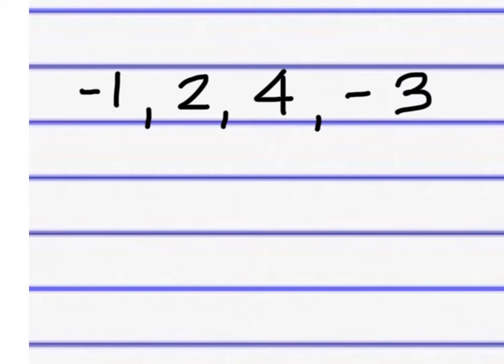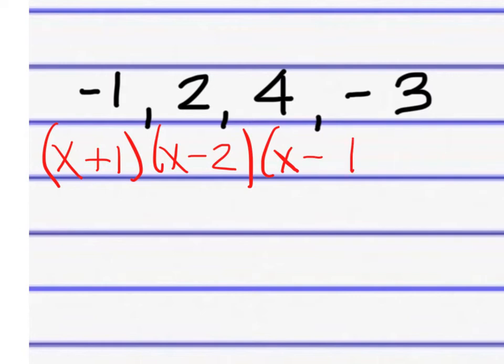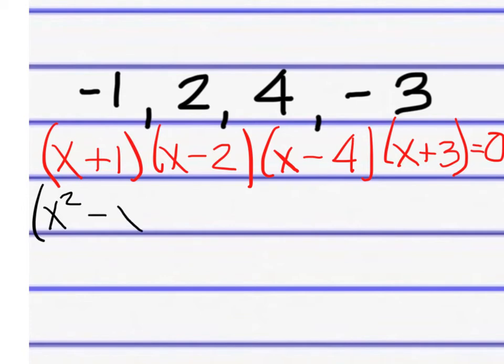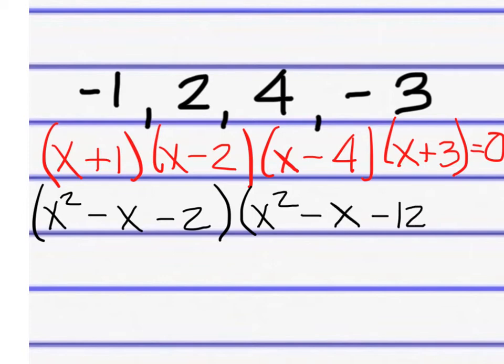Our first move here is going to be insert those roots into quantities with x but change the sign. So it's going to be x plus 1, x minus 2, x minus 4, and then x plus 3, setting all of that equal to 0. Multiply the first two quantities together to get x squared minus x minus 2, and the second set to get x squared minus x, and then minus 12.